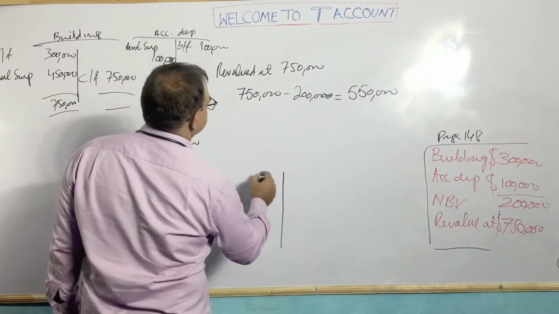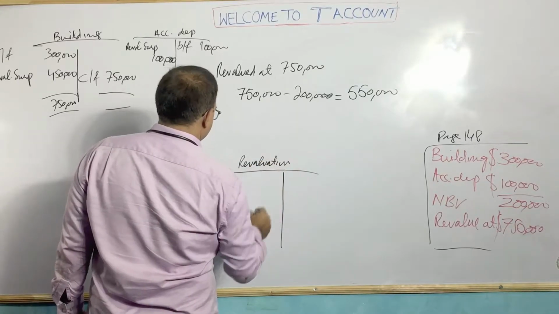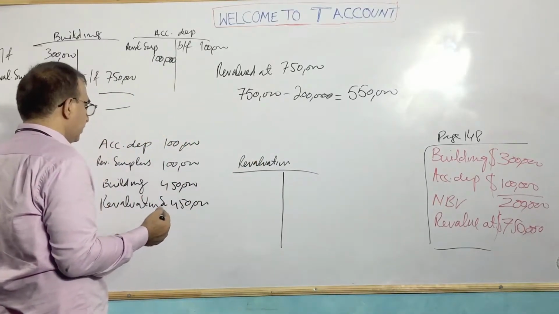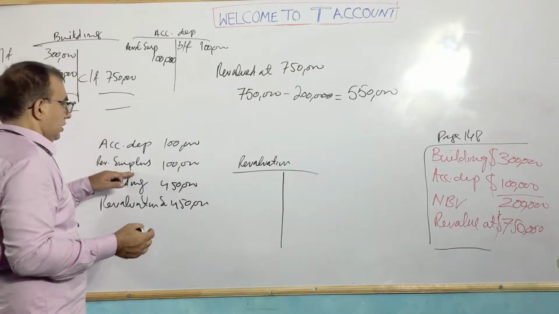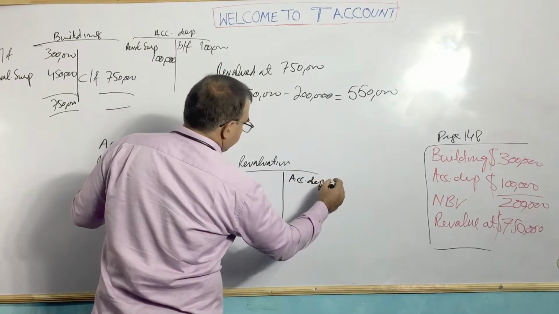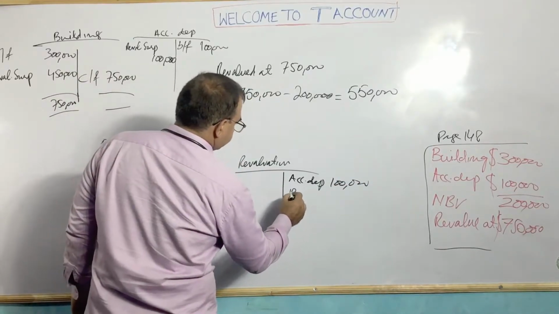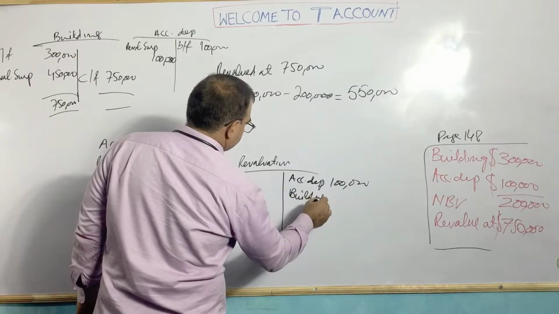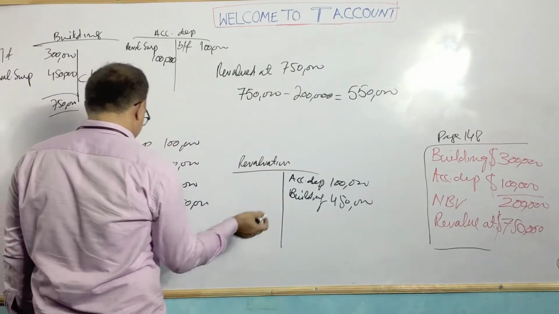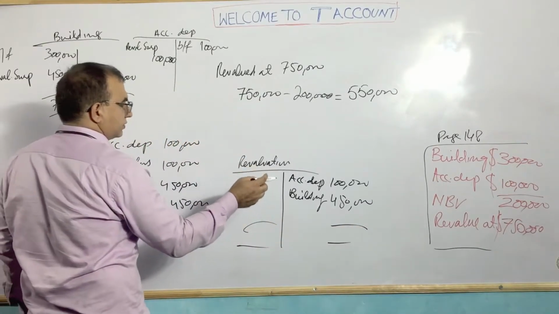Revaluation surplus account. This is for the year. Of course, you will have opening balance coming for years, but I'm dealing with these entries only. Okay. Credited against accumulated depreciation, how much? 100,000. And against building, 450. And the total credit balance, how much? 550.